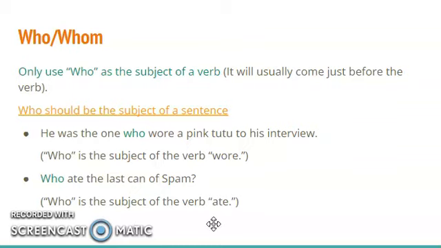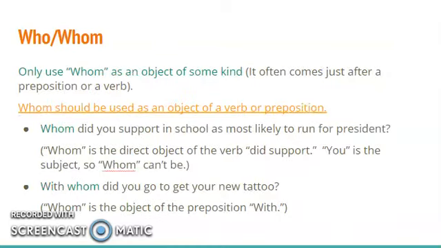Okay, with these examples, you still might be confused. If you'll just hang tight with me, we're about to get to a trick that's going to really help you out. But first, let's talk about whom and look at some example sentences with whom. Okay, so you only use whom as the object of some kind. So it usually will come after a preposition or a verb. Whom did you support in school as the most likely to run for president? So whom is the direct object of the verb support. You is the subject, so whom can't be.